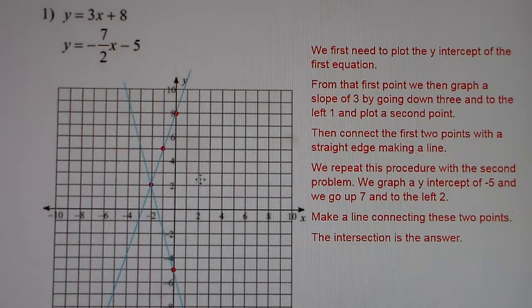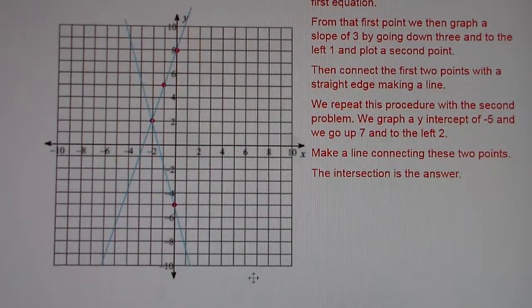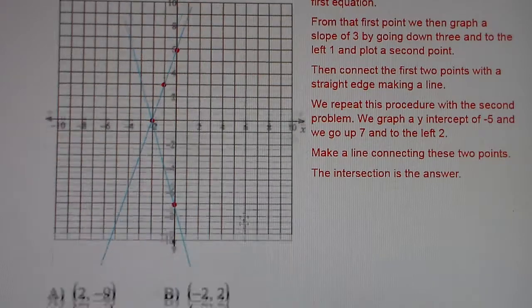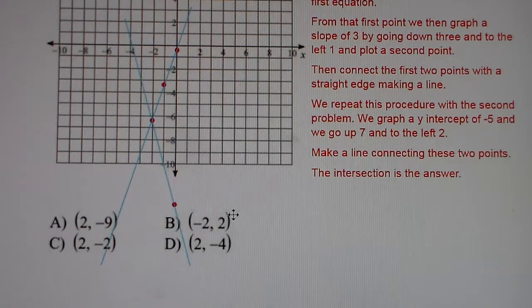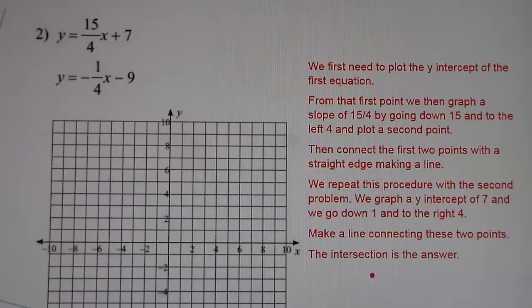Now these two lines, they meet at negative 2, 2. So our answer, or our solution to the system, is negative 2, 2, which is option B. And for number 1, negative 2, 2. As we could see, it's B. Negative 2, 2. Alright, here's the next problem.